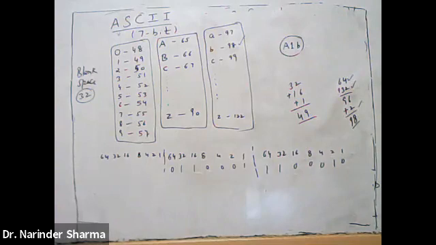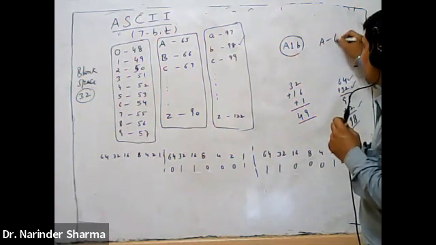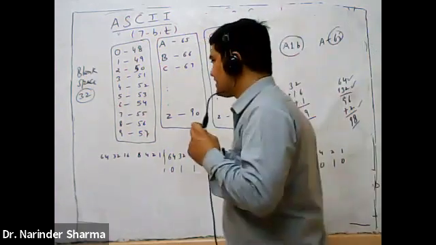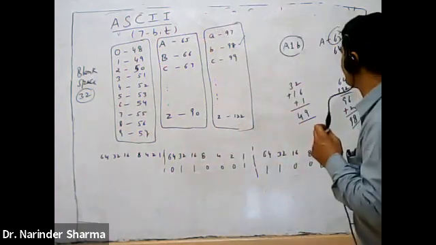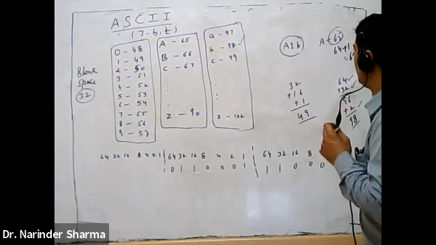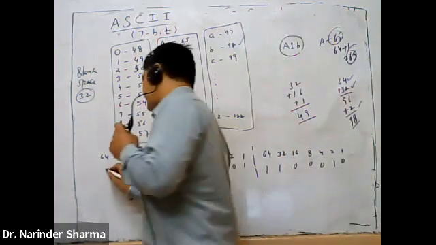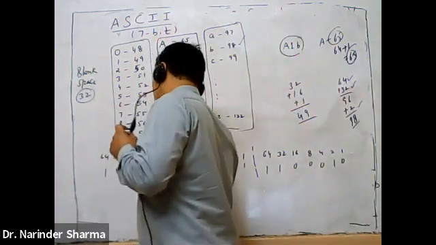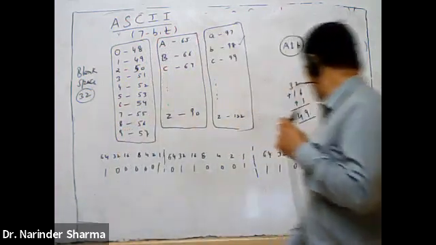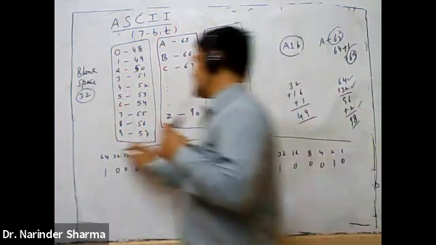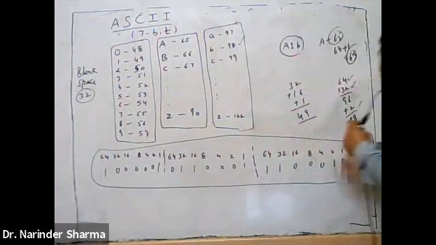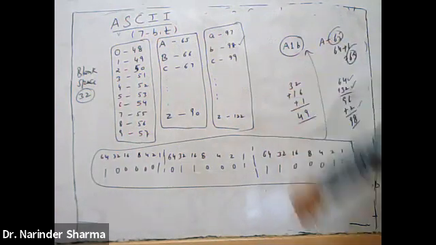Then there is a capital A. Capital A stands for 65. How can you make 65? 64 plus 1. Under 64 write 1, under 1 write 1. So this would be your ASCII code of this string A1B.